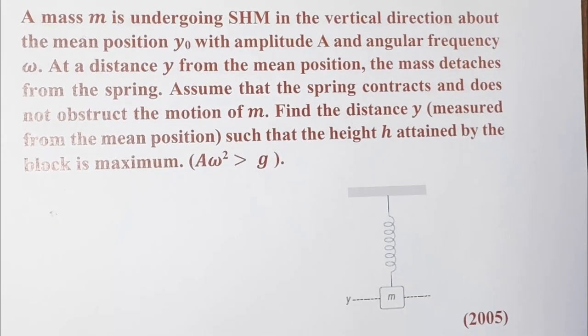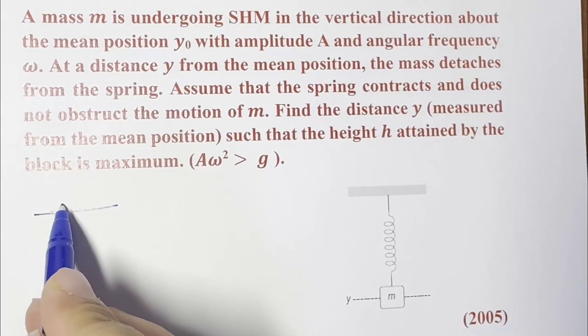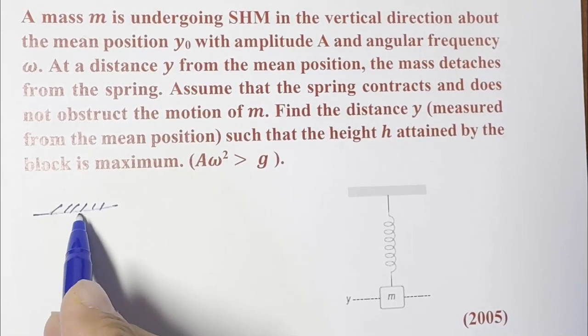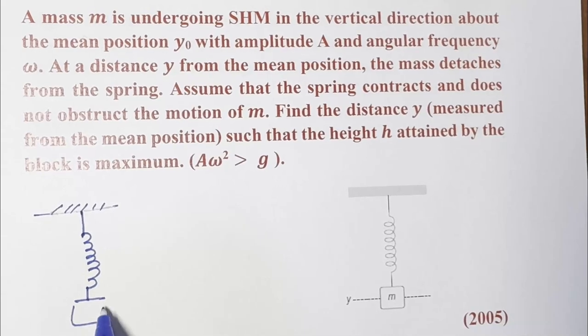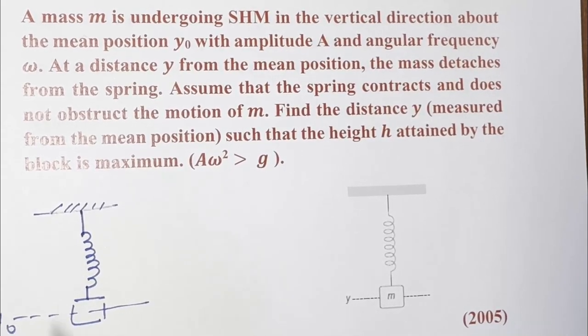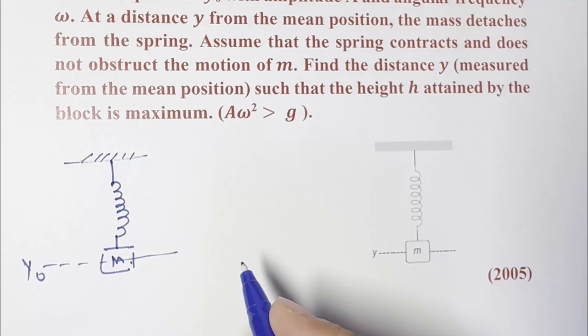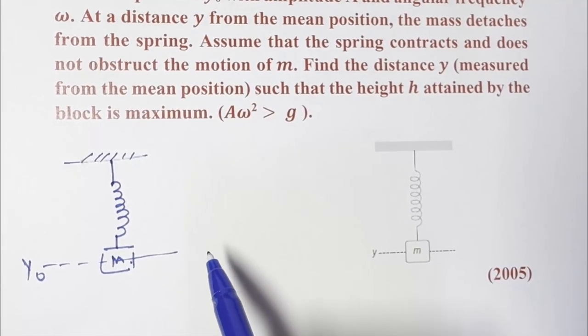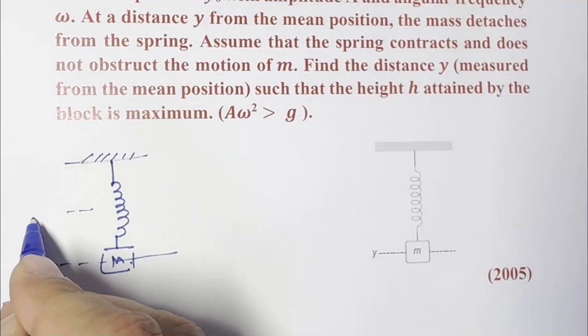So we are given this in the figure. We have a spring and mass, and it is said that it is about the mean position y0. So let me draw it again. This is the mean position, which is given as y0, and this is a mass m, and its amplitude is given as a, so in the maximum side as well as in the minimum side this will be plus a and this will be minus a.